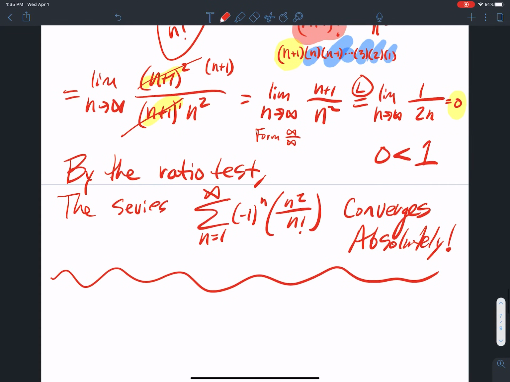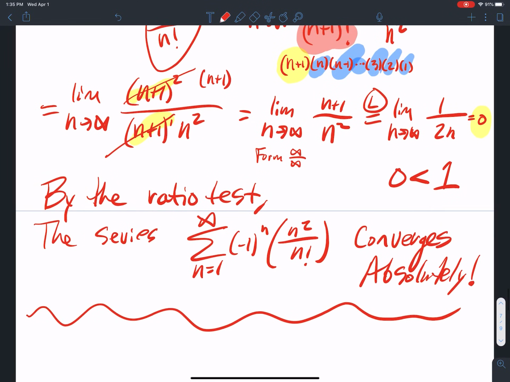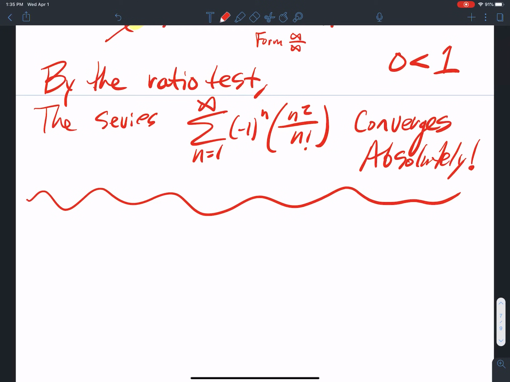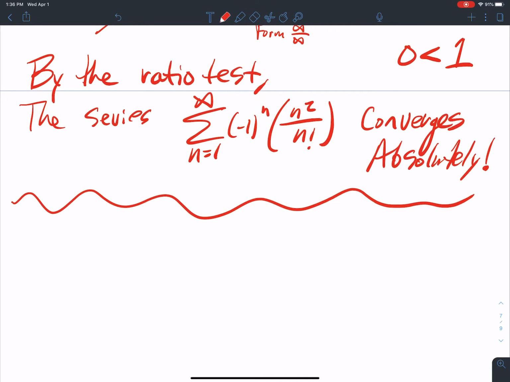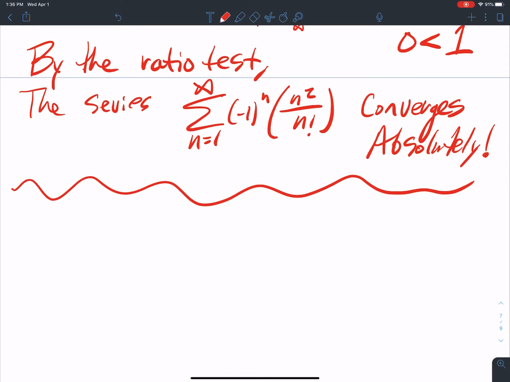And this technique is extremely important for us going forward. Okay, so gotta know it. Now, if I see factorials, I should think ratio test. If I see powers to the n mixed with polynomials, exponentials and polynomials mixed together, I think ratio test. And so here's an example to illustrate that.